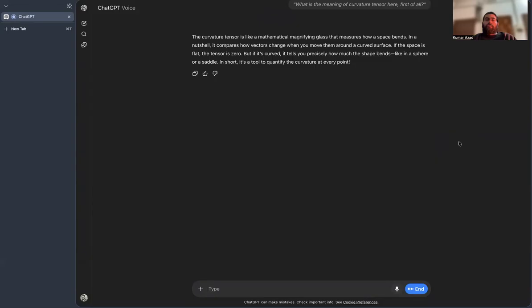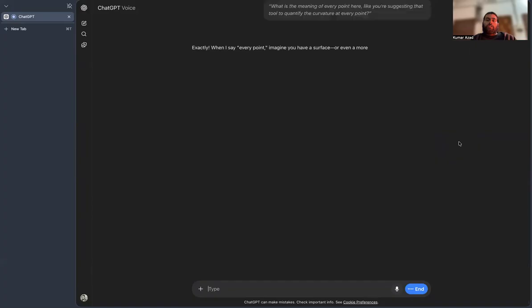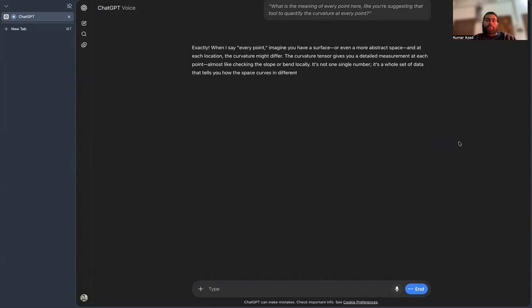What is the meaning of every point here? Like you're suggesting that tool to quantify the curvature at every point. Exactly. When I say every point, imagine you have a surface or even a more abstract space, and at each location, the curvature might differ. The curvature tensor gives you a detailed measurement at each point, almost like checking the slope or bend locally. It's not one single number, it's a whole set of data that tells you how the space curves in different directions right at that spot.